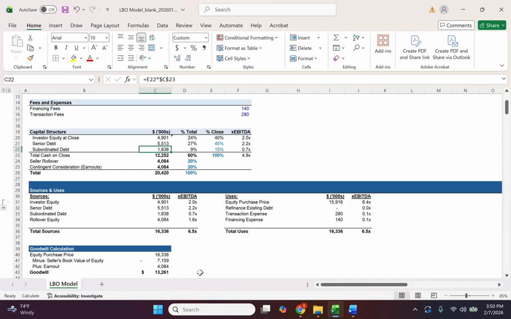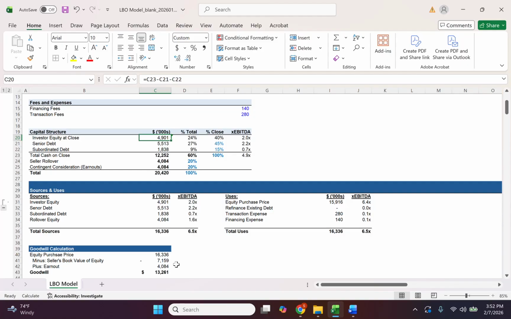These leverage levels are intentionally conservative for this example, but they can be materially higher depending on the sector, cash flow durability, and the lender appetite. With the debt defined, investor equity becomes a residual. The model now calculates investor equity at 40% of cash at close, or approximately $4.9 million. This represents the capital contributed by the sponsor and the LPs to complete the transaction.